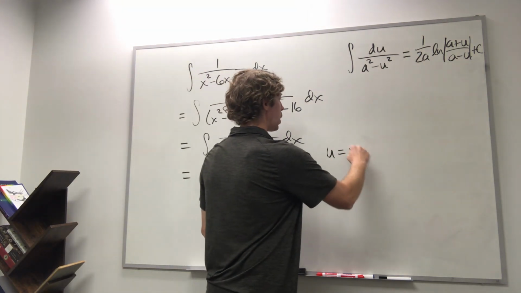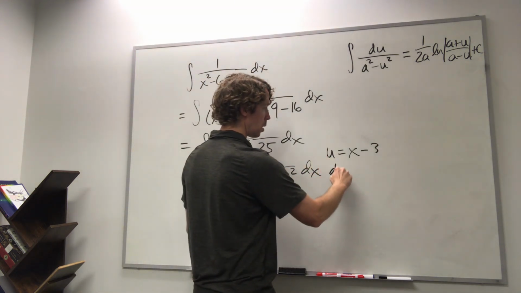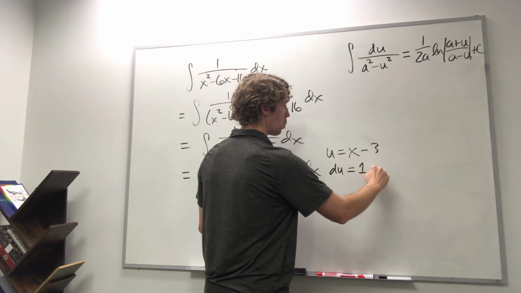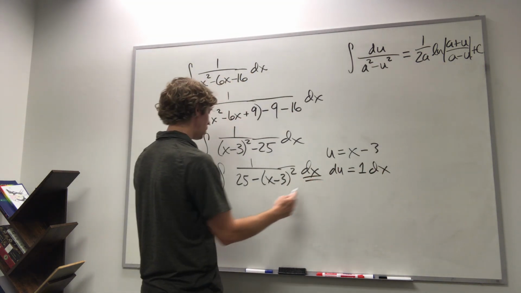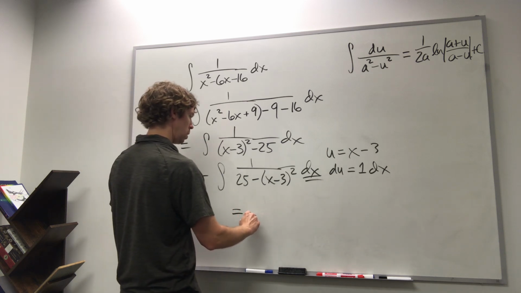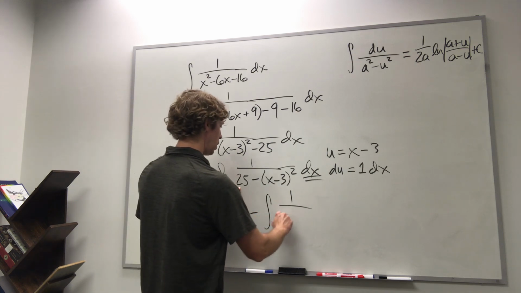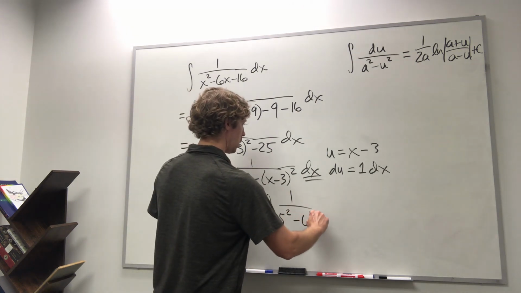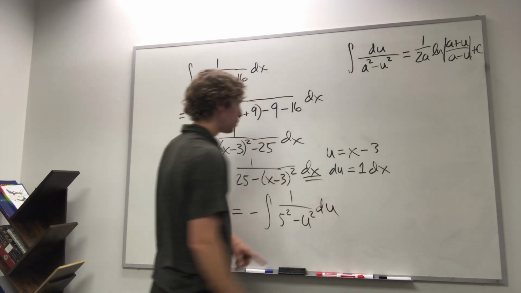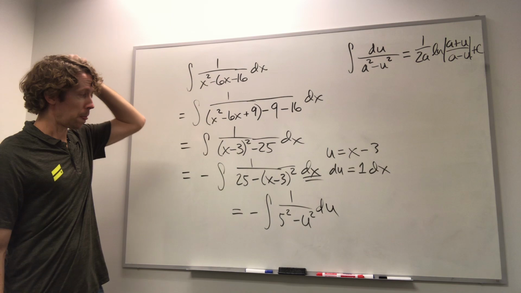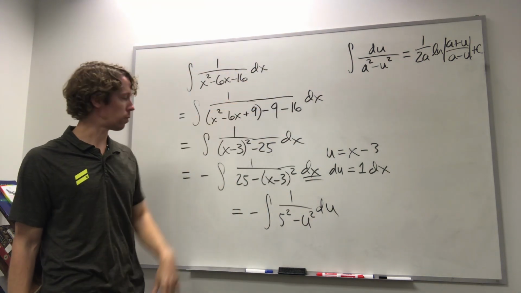Now we'll let u equal x minus 3. So du dx is 1. That means du is equal to 1 times dx. So I can just replace this dx with du. And I'll write this as 5 squared minus u squared. And then this just straight up becomes du. All right. Now I am in this form, so I can go right to that formula.